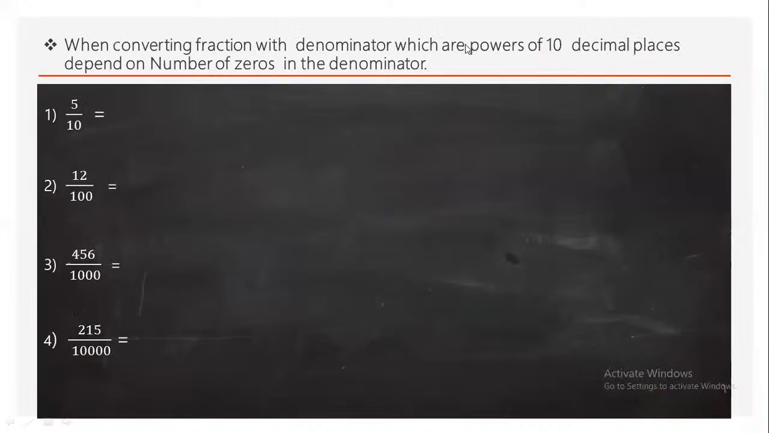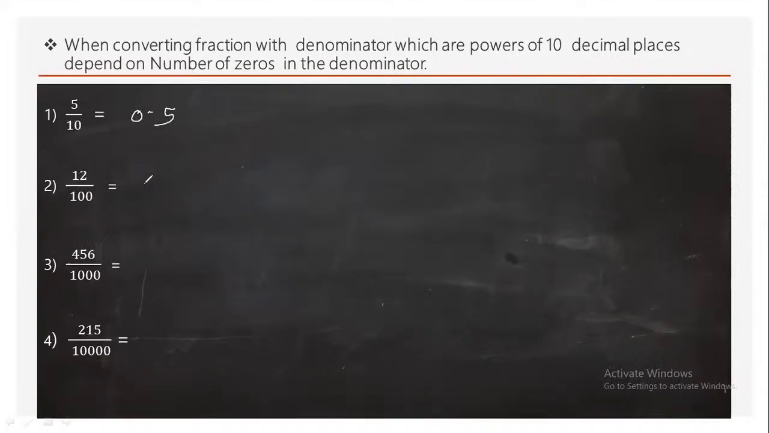Then the common conclusion we can arrive at: we can decide the answer when we are dividing a fraction whose denominator is a power of 10. Then you can decide the decimal place of the answer according to the number of zeros. When converting fractions with denominators which are powers of 10, the decimal places depend on the number of zeros in the denominator, right?